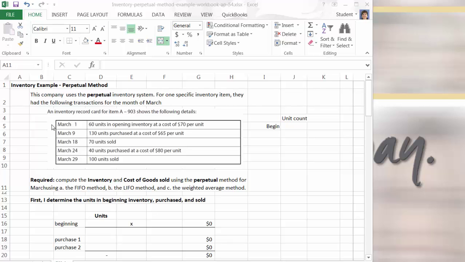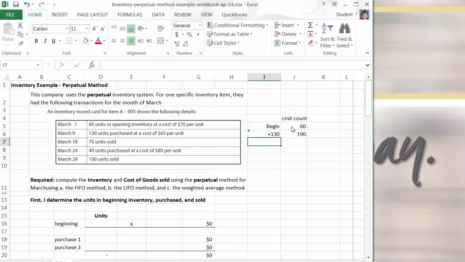During the month, we buy and sell units, and our job is to figure out the value that is left in ending inventory. Now, I like to take kind of a running total of my units because the units stay the same in the problems. They don't change, just the valuation amounts. So just looking at the units, we're starting with 60 units. We're adding 130 on March 9th, which gives us 190 units.